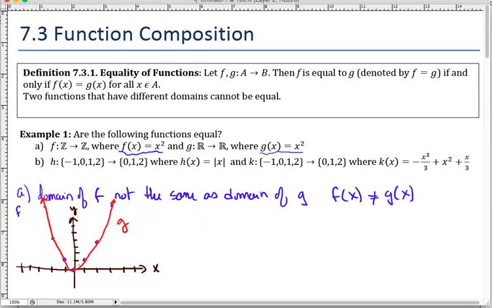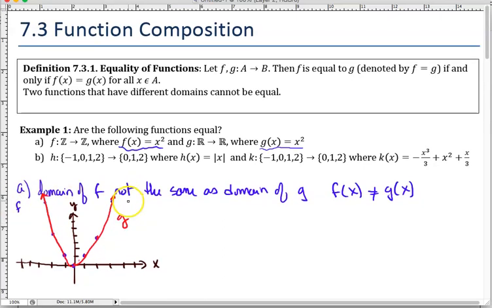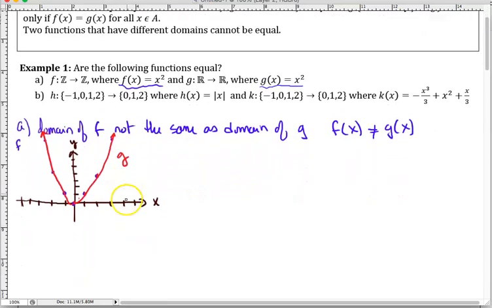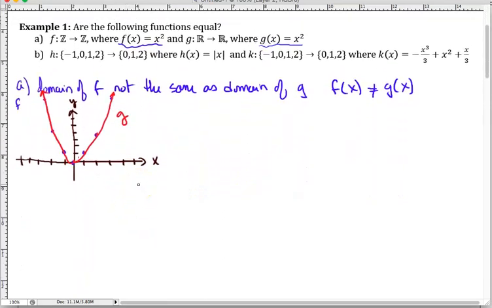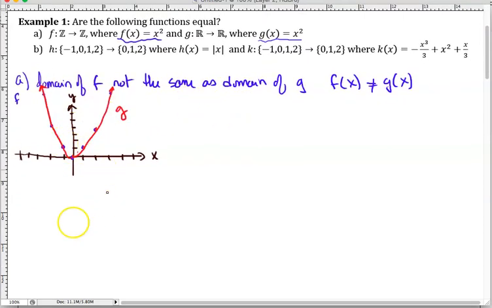Alright, so now let's look at part B. I have two functions, h and k, which are defined as follows. H has domain -1, 0, 1, 2, and codomain 0, 1, 2. And h is defined as the absolute value of x. And k has the same domain and codomain, and k is defined as follows.